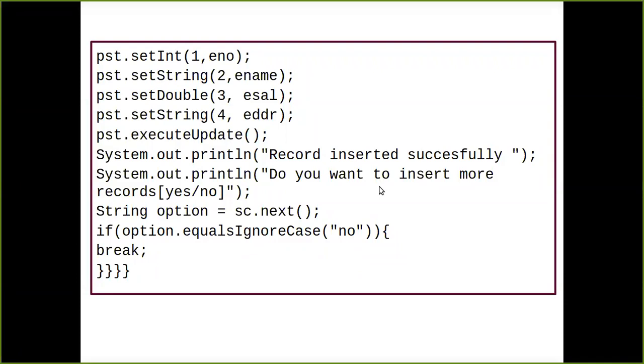Now it is going to ask one more question: do you want to insert more records? If you say yes, what is going to happen is it is going to invoke the next method. Fine, and the next method is going to invoke, which means the pointer is going to shift now to the second row which is currently empty, and again the whole procedure is going to start again.